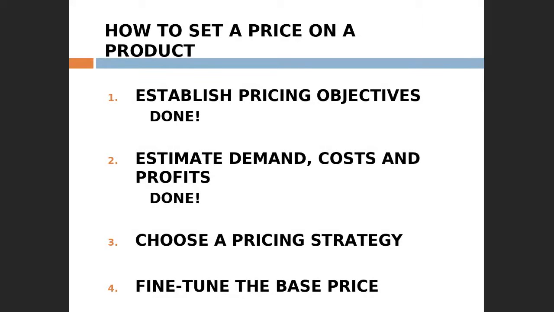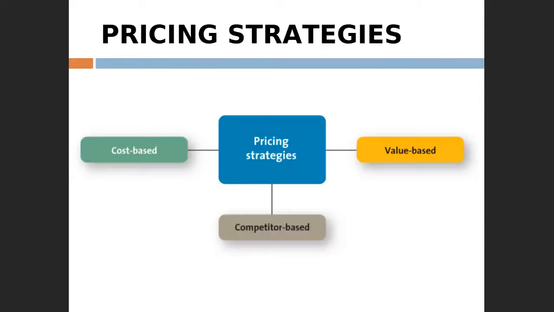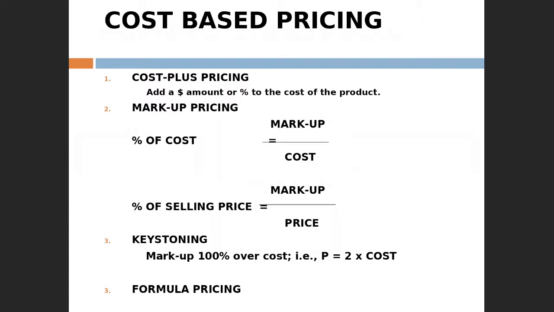Right. So this is where we were. We talked about cost-based pricing strategy, and then competitor-based and value-based. So let's look first at cost-based pricing strategy, and then we'll talk about value-based and competitor-based. These are the options you have in terms of cost-based pricing. First one is known as cost plus pricing. This is where you add an amount or a percentage to the cost of the product.